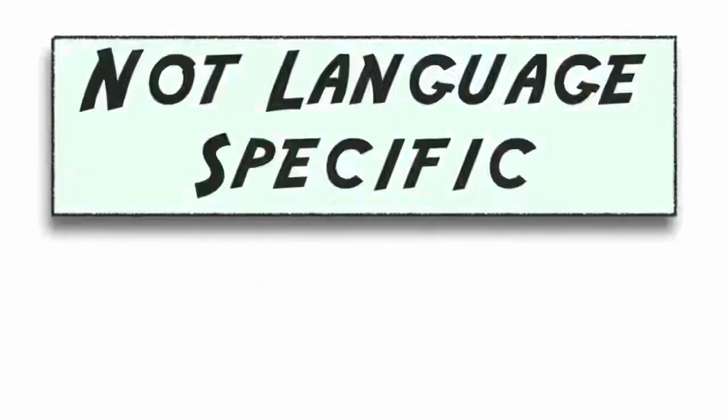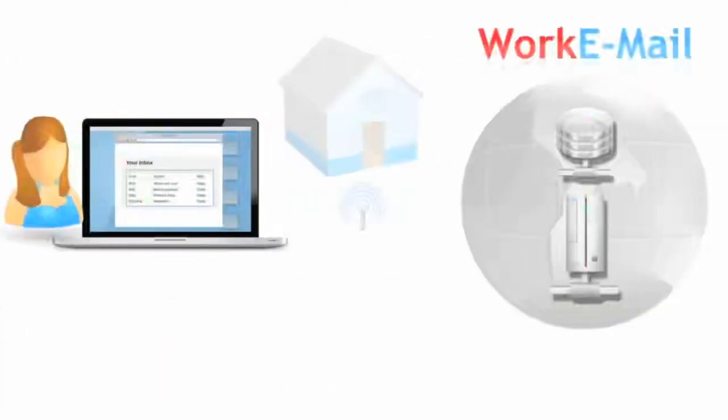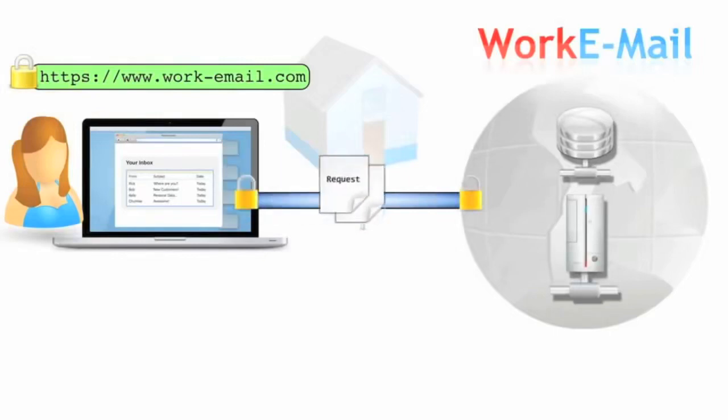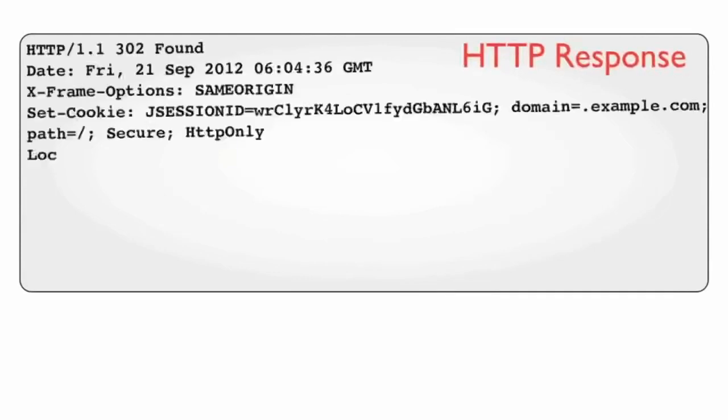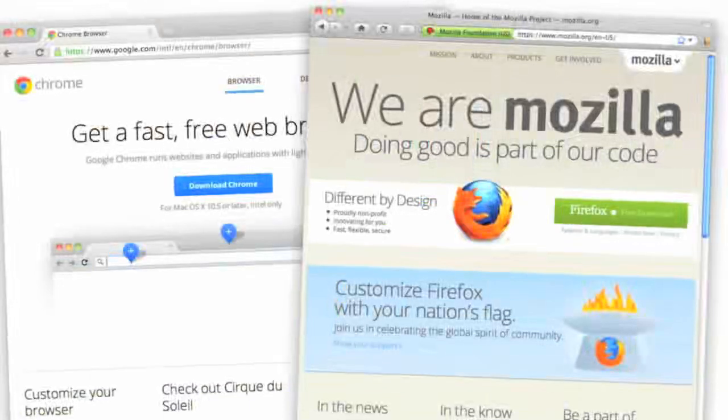Implementing Strict Transport Security is language independent and only requires adding a simple header to any response. The Strict Transport Security header, however, is only honored if the browser receives it over an HTTPS connection. Here's a response that contains the strict transport security header, along with a time limit in seconds. During this time limit, the browser will convert all HTTP requests to HTTPS and will deny any non-secure connections to that site. The strict transport security flag is not supported by all browsers yet, but it is supported by Mozilla Firefox and Google Chrome. Hopefully, other browser vendors will be adding support for this flag in the future.